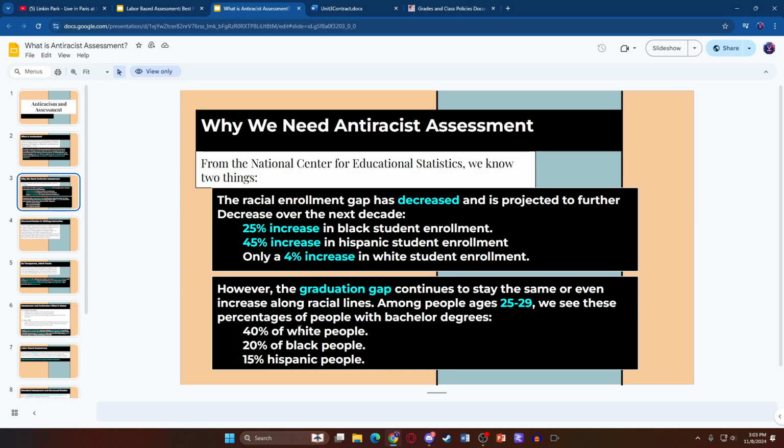So we're doing a better job of being equitable in terms of letting people into college, but in terms of how far they progress, how well they do in terms of grades and things like that, we're still seeing enormous gaps.